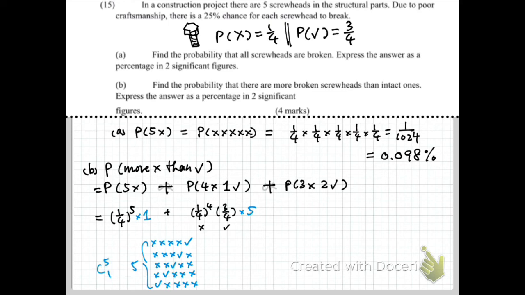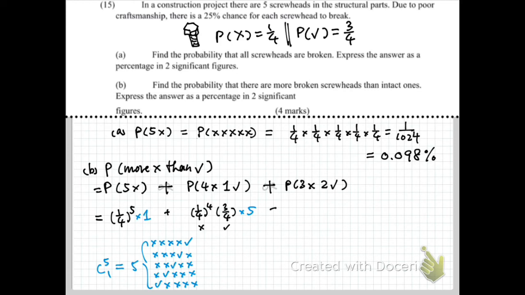There are 5 screw heads. You choose one of them to be good, you choose one of them to be intact. There are 5 ways you can do that. So that is 5C1, or you do the manual counting, it is 5.